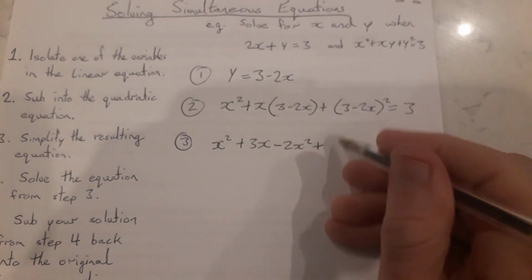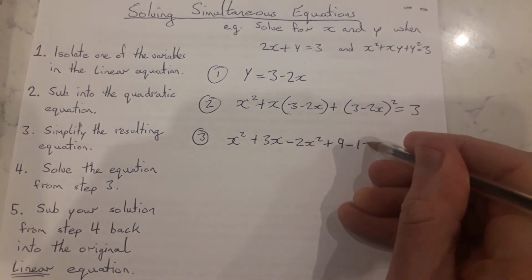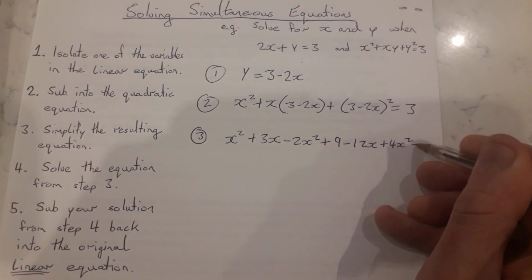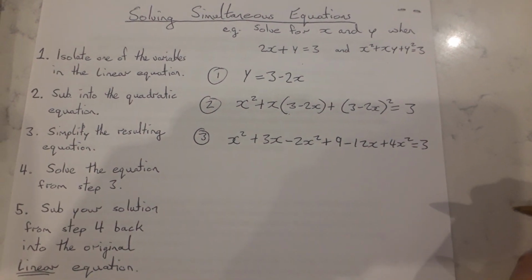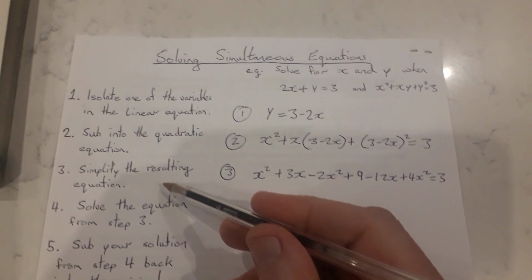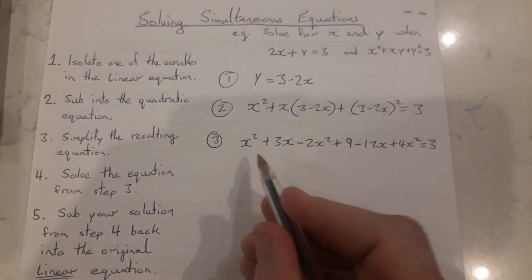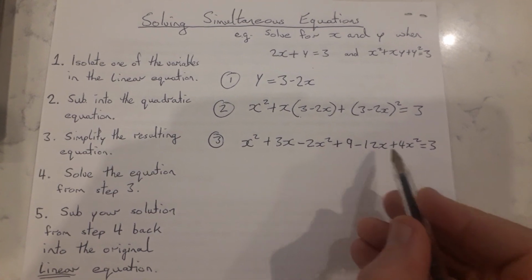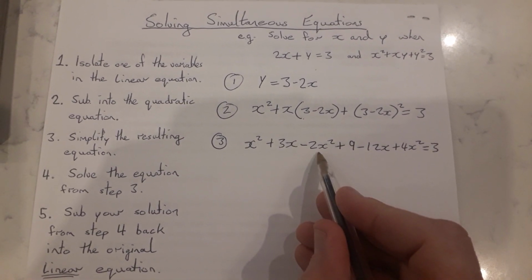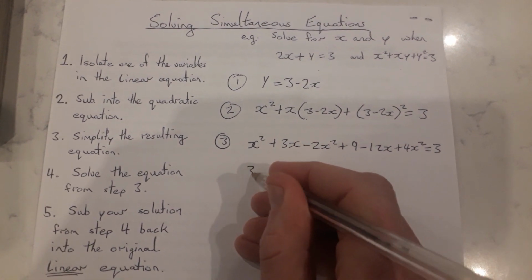So back up here, and I'm going to put in plus 9 minus 12x plus 4x squared equals 3. That's step 3. Sorry, step 3 is simplify the resulting equation, so we're still not finished with step 3. We've got an x squared, a minus 2x squared, and a plus 4x squared. So 4x squared minus 2x squared is 2x squared, plus 1x squared is 3x squared.